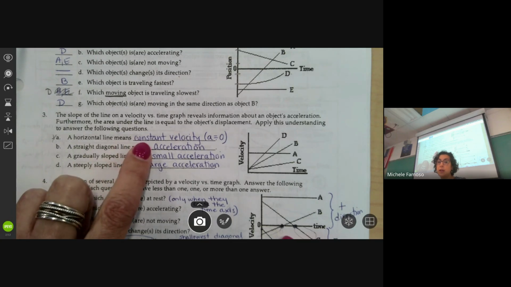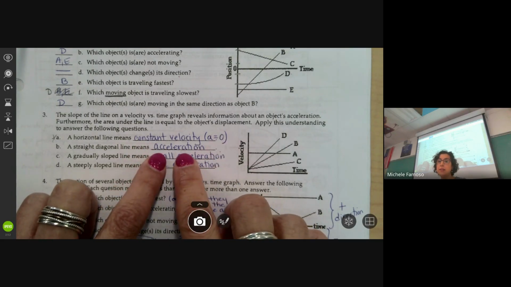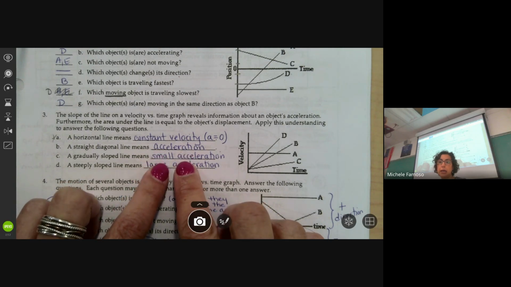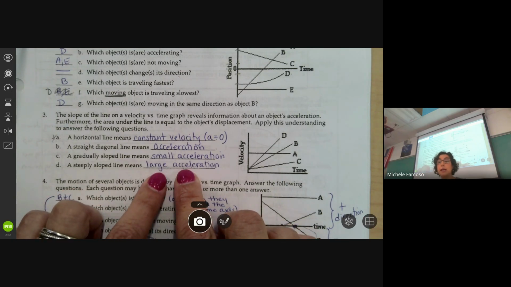Horizontal lines mean that you have a constant velocity. That means there's no acceleration. If you have a diagonal line, that means you're accelerating. If it's a gradual slope line, that's a small acceleration, and a steep slope would indicate a large acceleration. So you're not going to see any diagonal lines on velocity time graphs tomorrow. I might ask you about one, but that's a wrong choice to pick. Everything would be horizontal tomorrow.